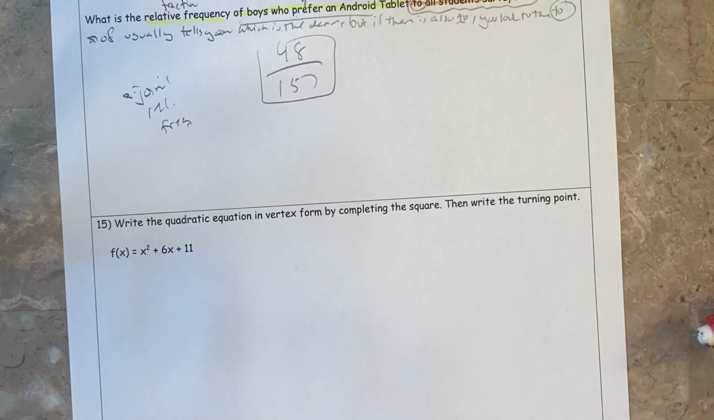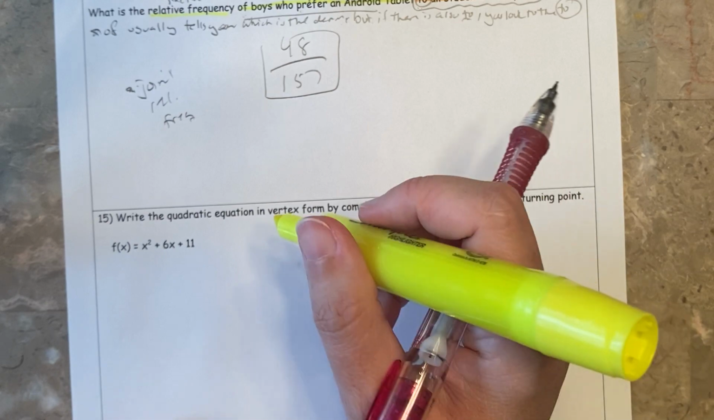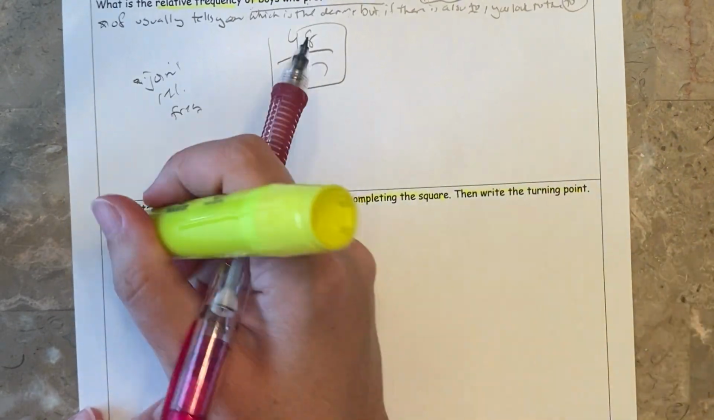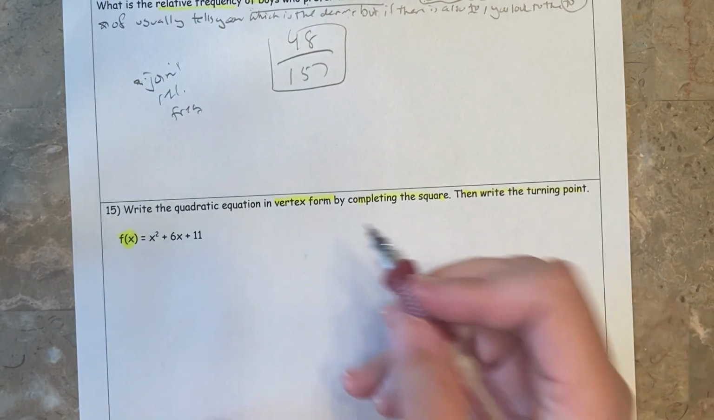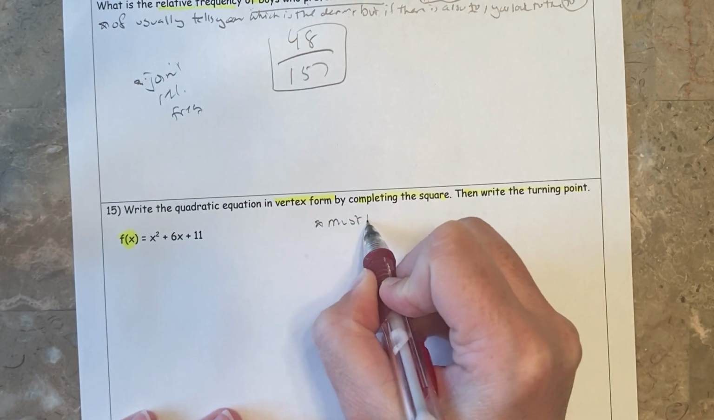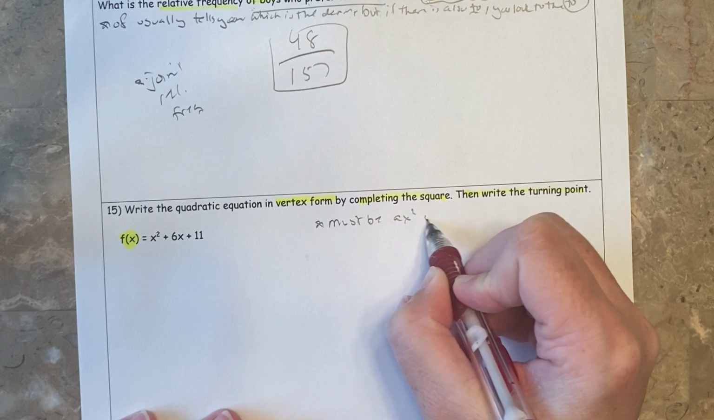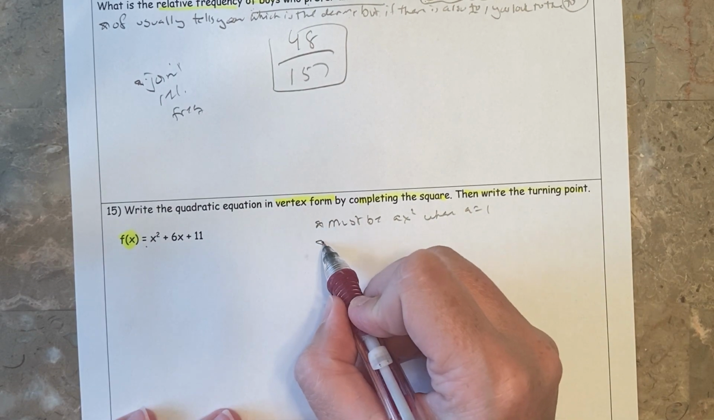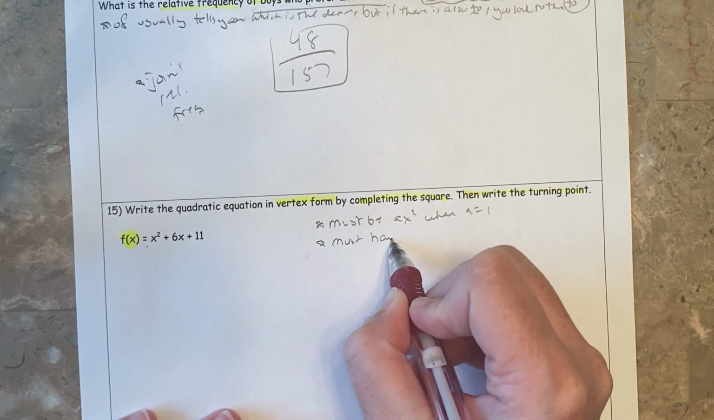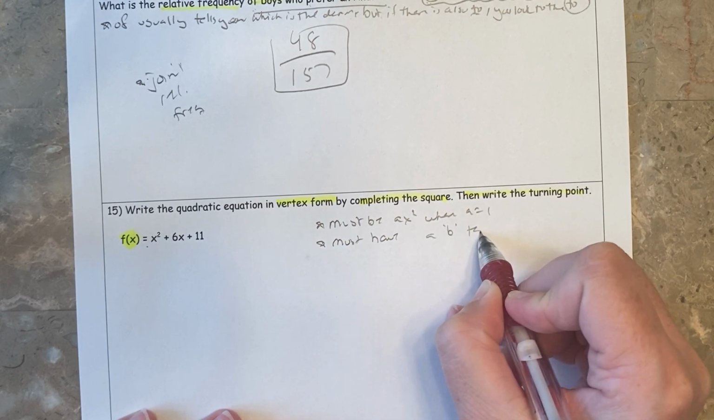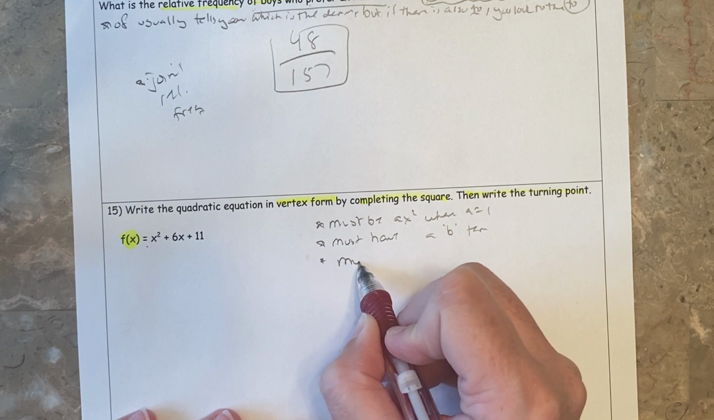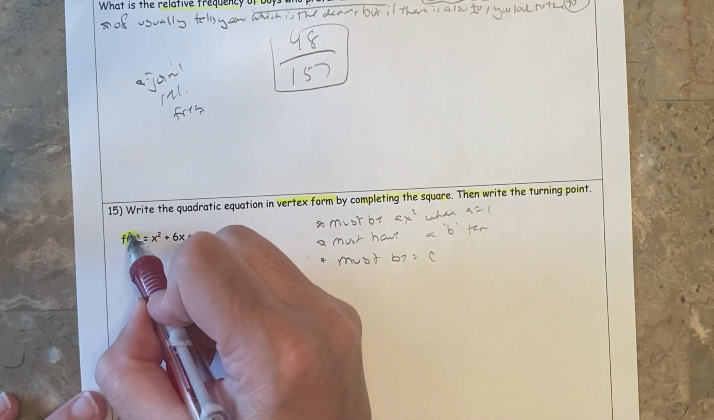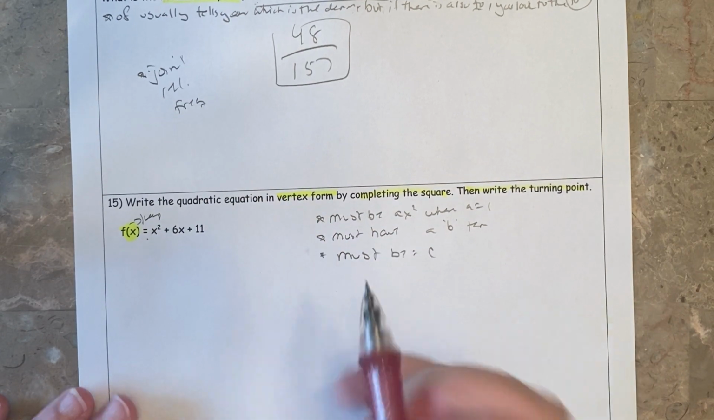All right, last one. Write the quadratic equation in vertex form by completing the square, then write the turning point. All right, so this is the one where you got f of x. You guys can totally do this. Just remember this must be ax squared, where a equals 1, so it can't be 2x squared, 3x squared, anything like that. It must have the linear term, so it must have a b term. That's important. And then to complete the square, it has to be equal to c. So remember you want to keep this. Don't change it to 0. Keep it as f of x.